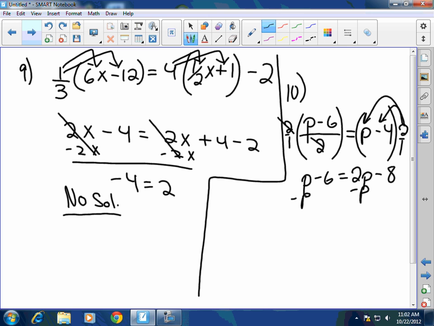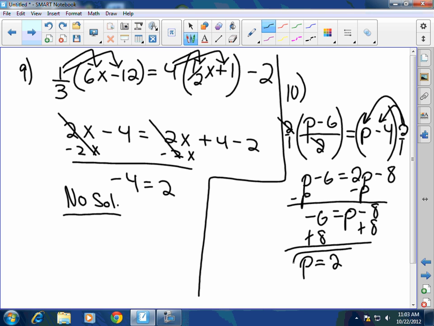Subtract p from both sides. Negative 6 equals p minus 8. Add 8 to both sides. P equals 2. Now, some of you got this, and then you wrote identity next to it.